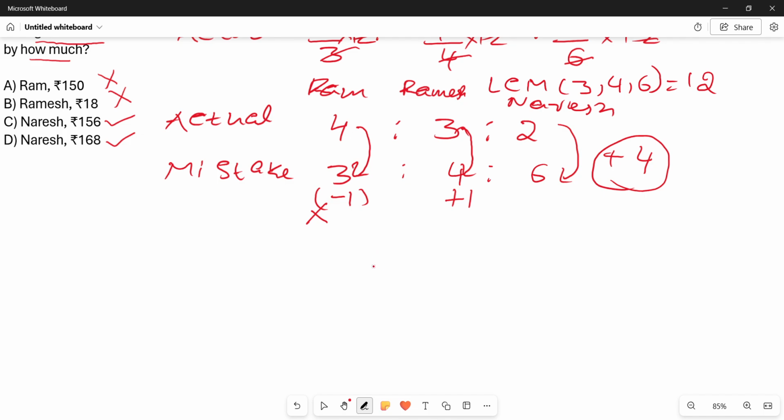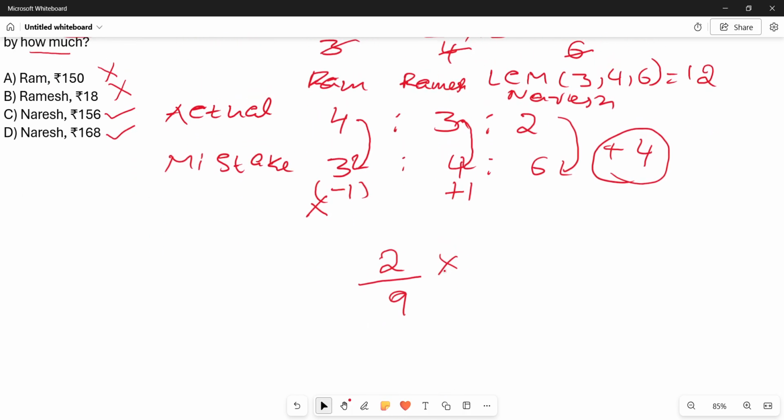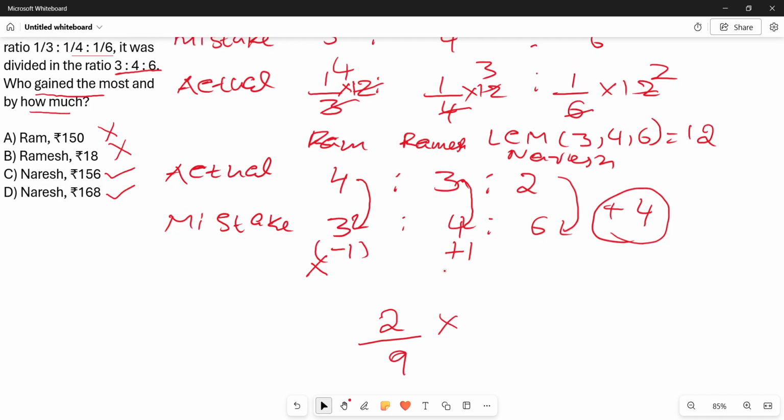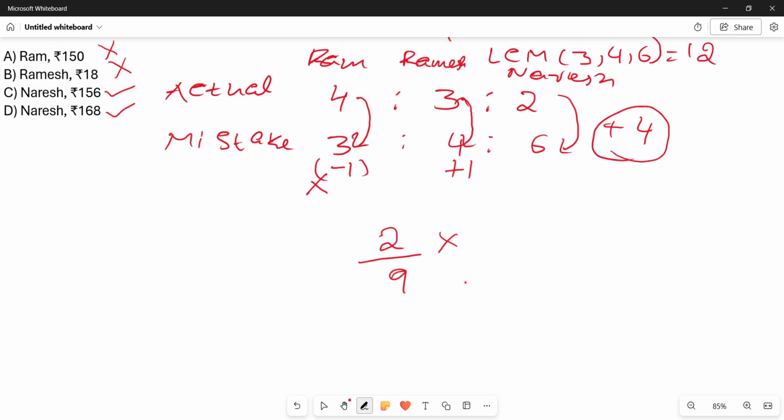Very simple, guys. First find the actual value of Naresh. The actual value is 2 by the total parts. How many parts? 4 plus 3 is 7, 7 plus 2 is 9. So 2 by 9 into 702, the total amount, gives 156. This is the actual value.